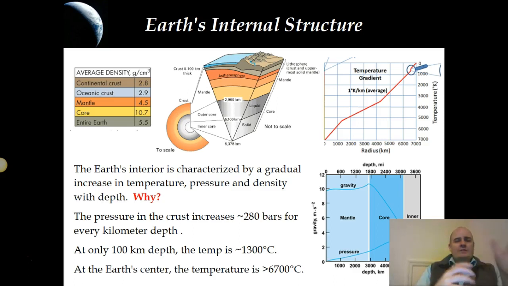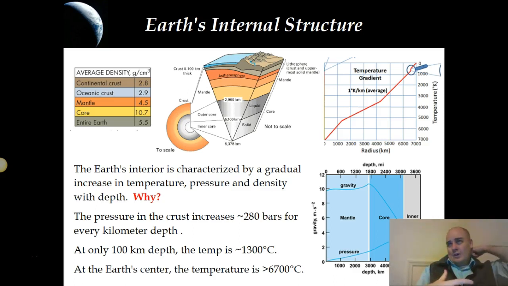So if you take that average of the core being about 10 to 11 grams per cubic centimeter, and the continental crust, which is the top portion of the crust on the outside, being about 2.8, you can see that layering: the dense materials go to the center, and the lighter materials go on the outside. Now as you go inward, you have more and more heat.